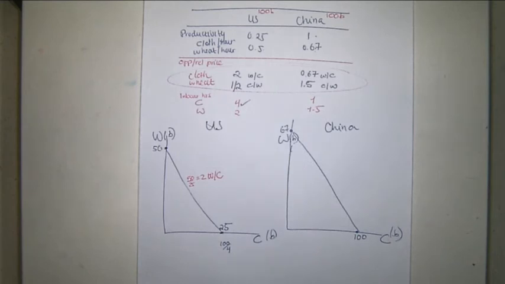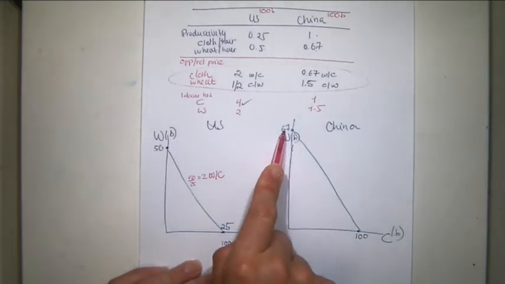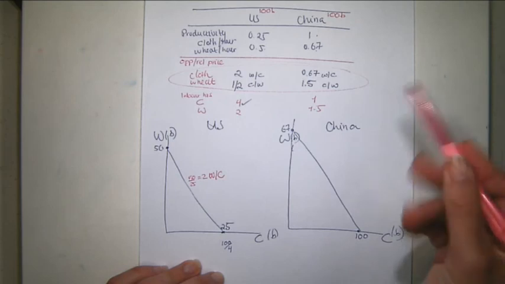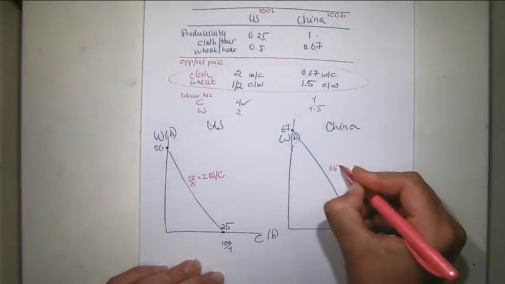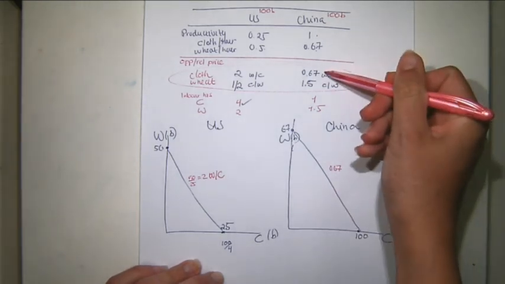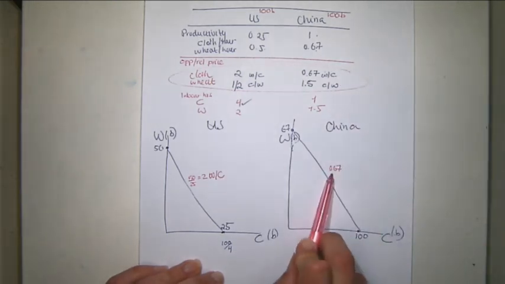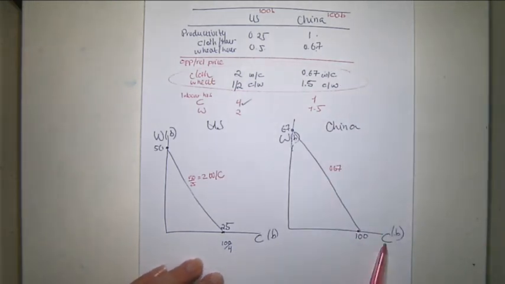So in China, what is the slope of this PPF? The slope is rise over run, which is 67 over 100. Now, 67 over 100 is 0.67. Looking up here, we can see that that is actually the price of cloth. So the slope of the line is the price of whatever is on the x-axis.